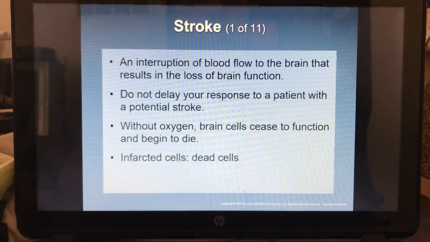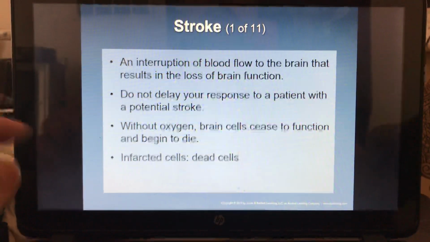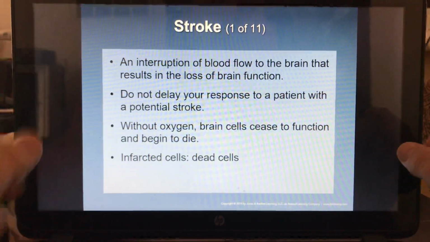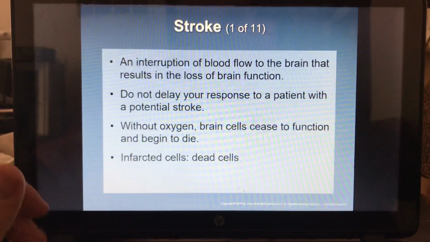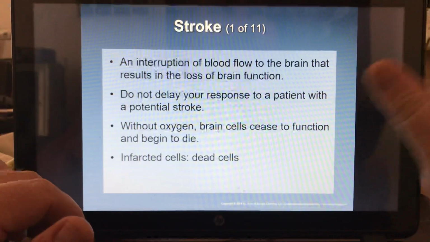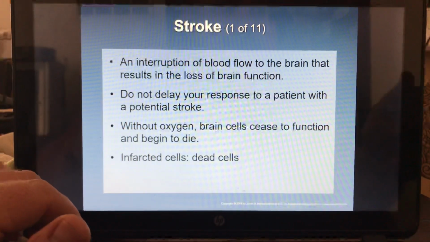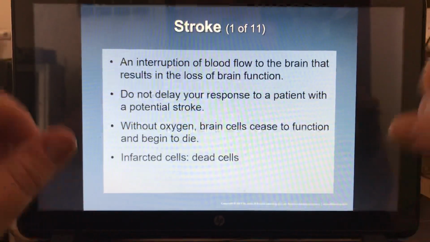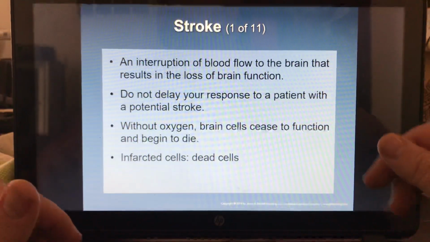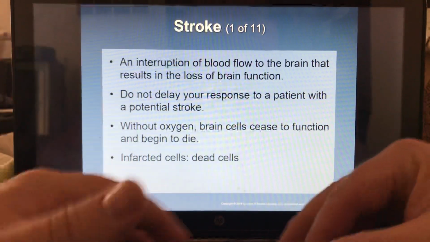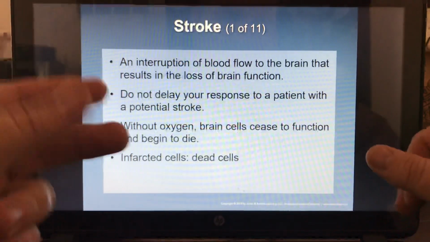Stroke is an interruption of blood flow to the brain, and there's two ways that happens. One, you get a blockage. Two, you have a rupture of the vessel itself. And we're going to get into that. So either way, you lose that blood flow. Either way, that means that the oxygenated red blood cells are no longer getting to the brain tissue. And remember, the two things that our cells love, and our brain especially loves, are glucose and oxygen. So here we go.